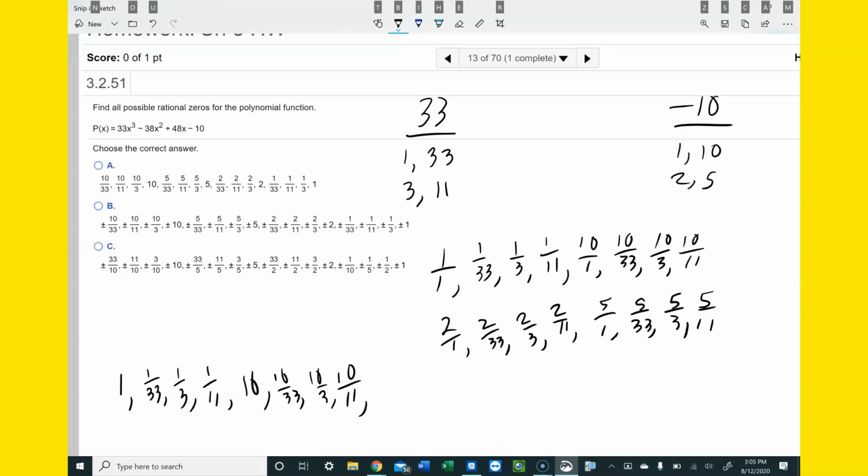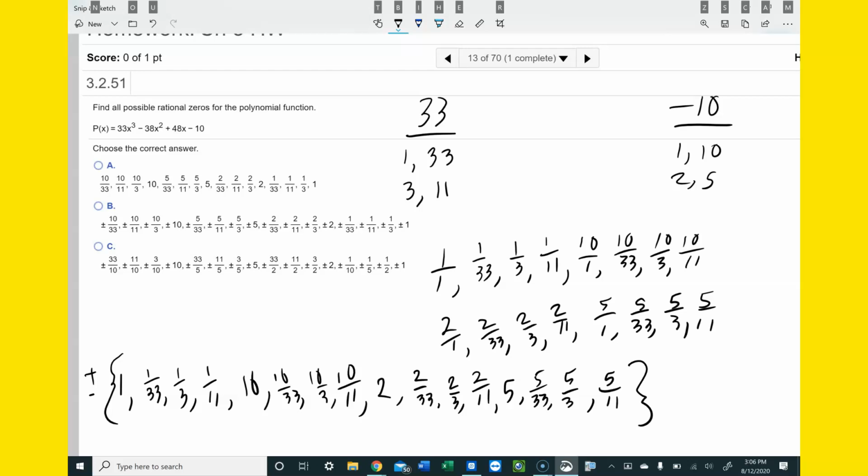2 over 1, that's 2. 2 over 33. 2 over 3. 2 over 11. 5 over 1, that's just 5. 5 over 33. 5 over 3. 5 over 11. And any of these can be plus or minus.